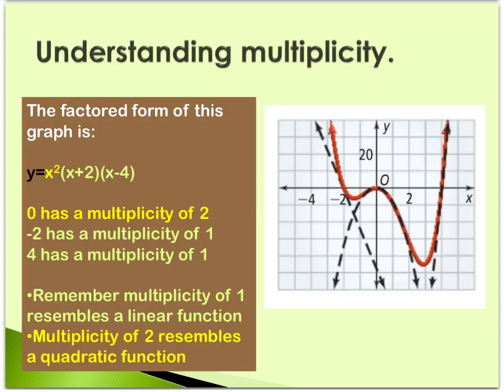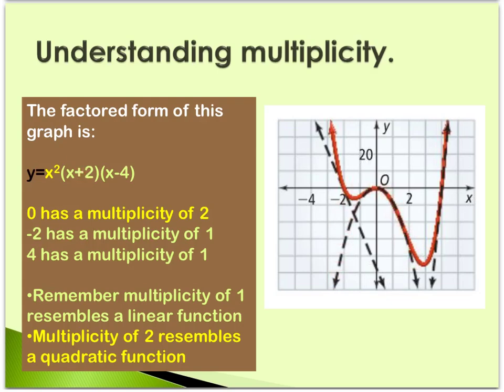So here's an example. Here's the graph y equals x squared times (x plus 2) times (x minus 4). It's already in factored form. Now, since x squared appears twice, that means 0 is going to have a multiplicity of 2. So on the graph, if you look at 0, since there's a multiplicity of 2 at the zero, this curve on the graph is going to resemble a quadratic function, which it does. It kind of looks like a parabola, right?